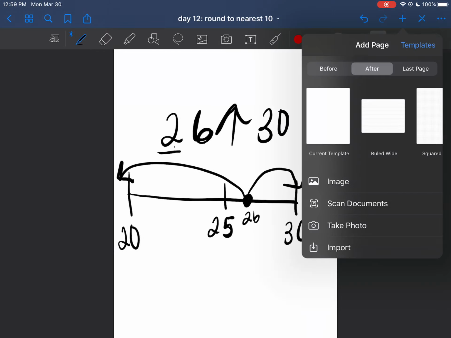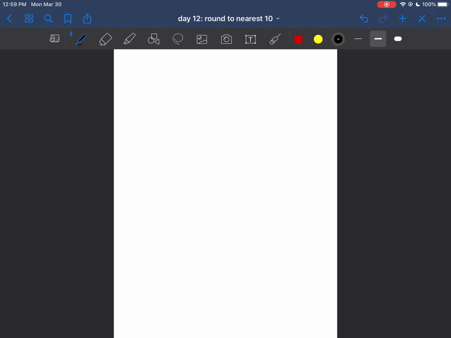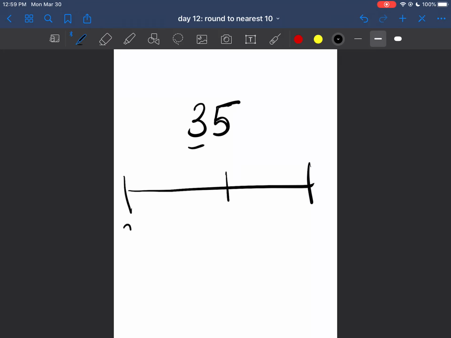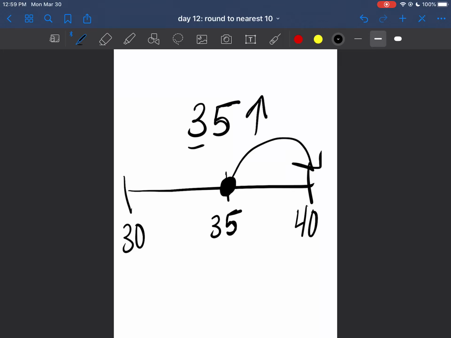Now, what happens if the number falls in the middle? If I'm rounding to my nearest tens, how much is 3 tens worth? 30. What comes after 30 when counting by tens? 40. And in the middle is 35. Well, 35 is our midpoint, so if that number happens to be your midpoint, it will always round up to your next benchmark. So 35 rounds up to 40.